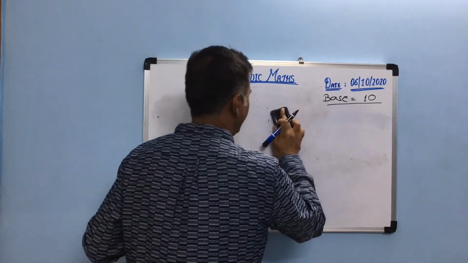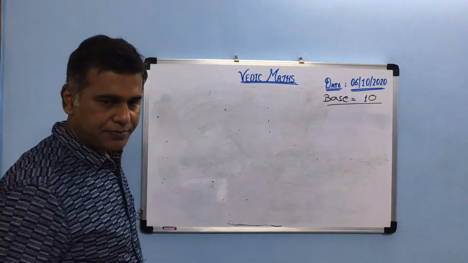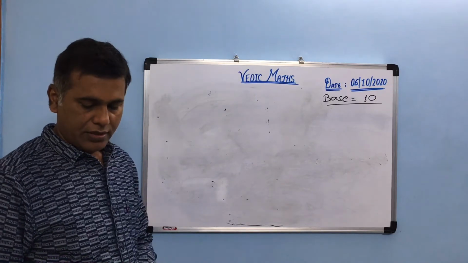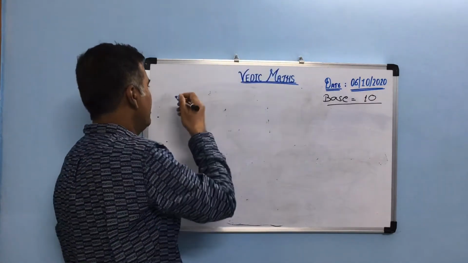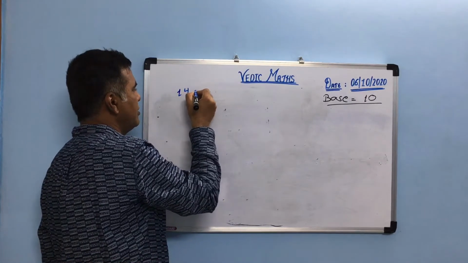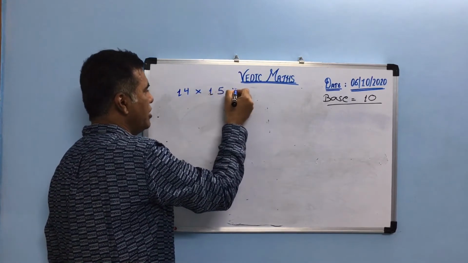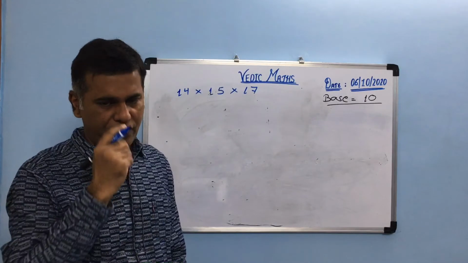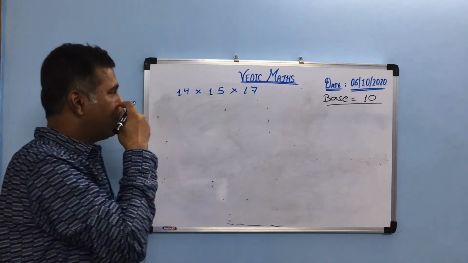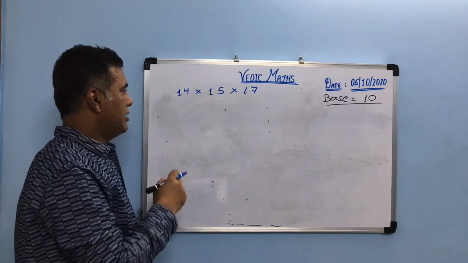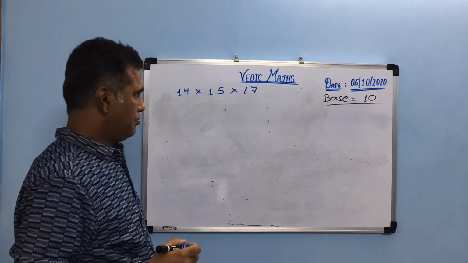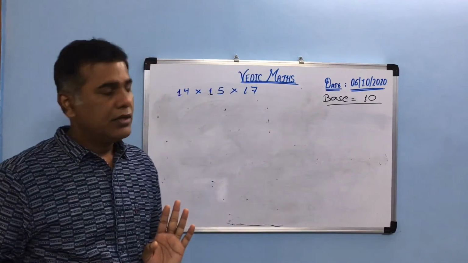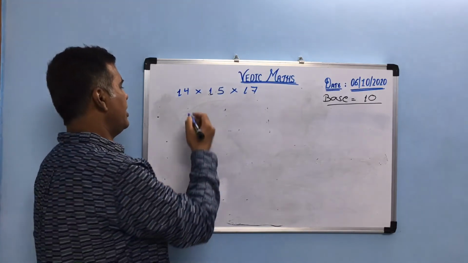Okay, again I am giving you one more example. Suppose the numbers given are 14 into 15 into 17, any two digit numbers which are nearer to 10. First we will try to understand this, afterwards we will see the other types of numbers. These three numbers are nearer to 10, so I have taken the base to be 10.